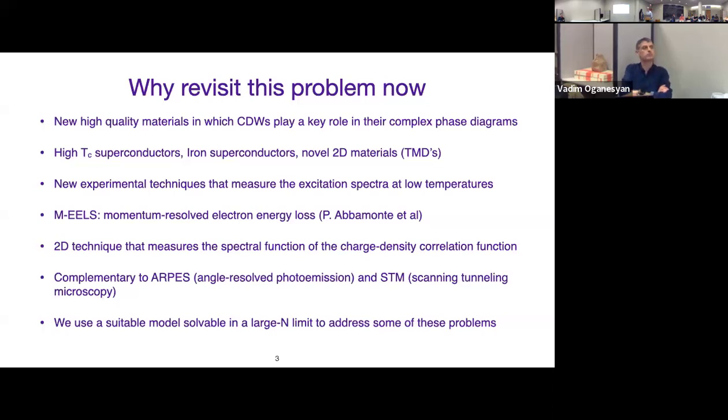So it's different. In that sense it's closer to our... Okay, RPS essentially gives you the spectral function of the whole of the electron in the material. This is the spectral function of the density.